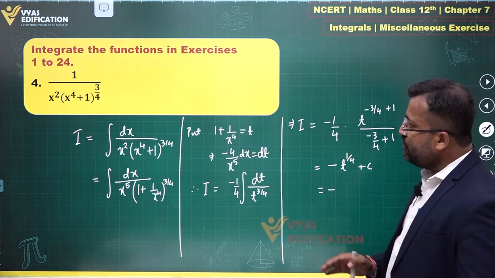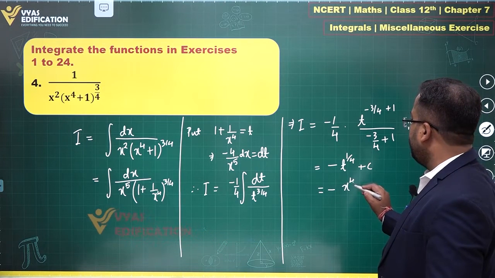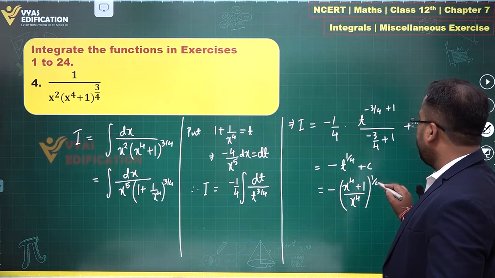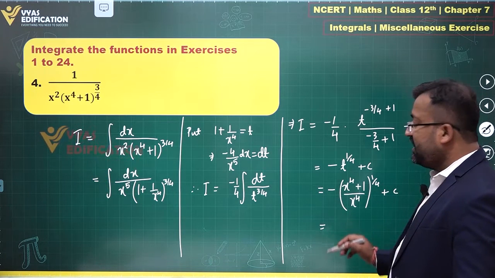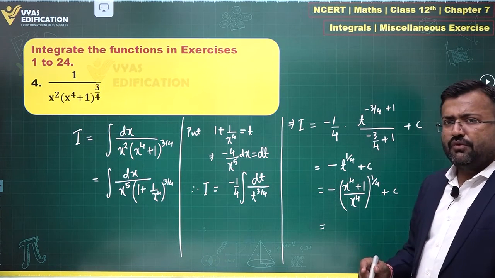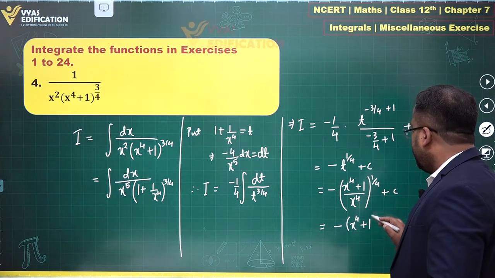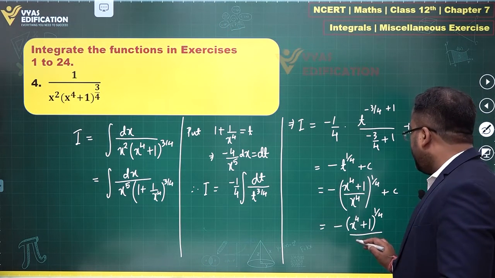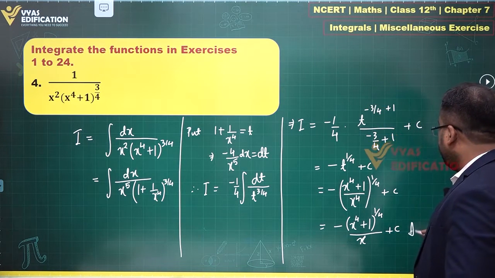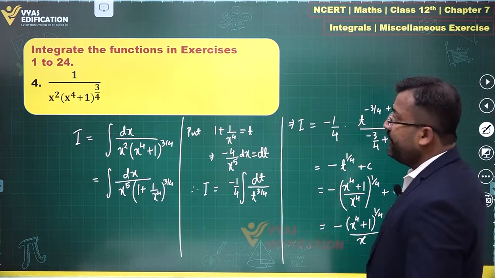What is that? Minus is okay. T is this expression. So this is x power 4 plus 1 upon x power 4, raised to power 1 by 4 plus constant, which can further be written as, please observe, x power 4 in the denominator raised to power 1 by 4 will give me an x. So minus of x power 4 plus 1 raised to power 1 by 4 upon x plus constant is what I get. That is my required answer for this question, as you can see over here.